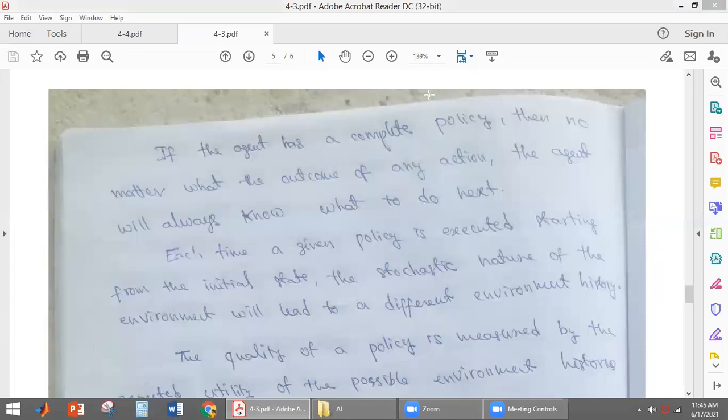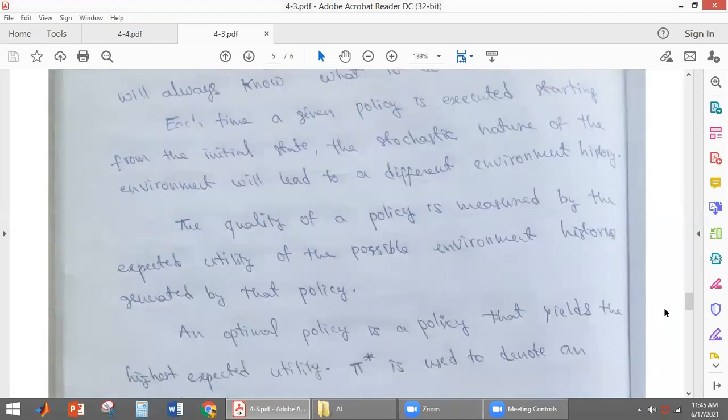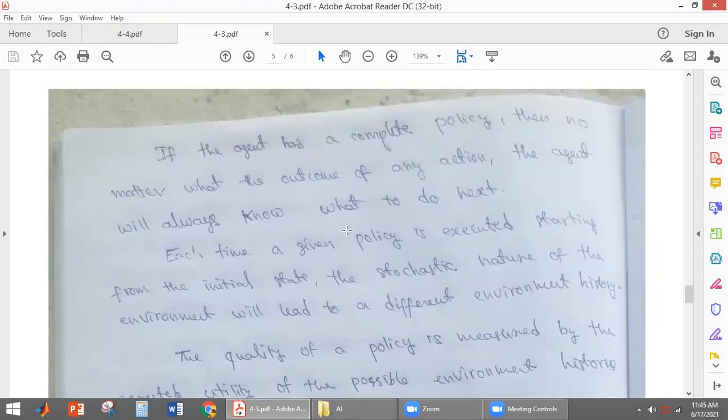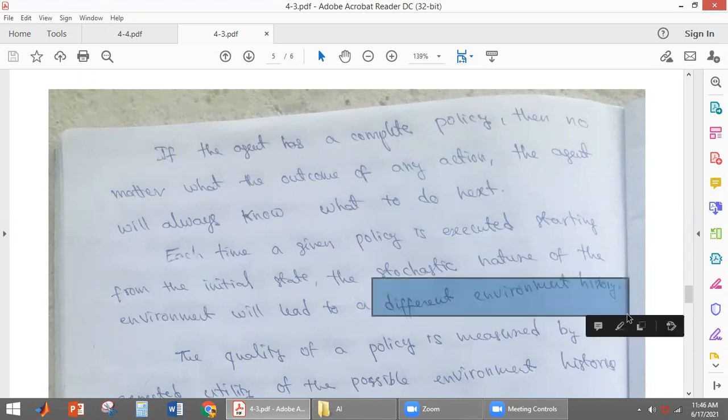Different environmental history. So how do you measure the quality of policy here? To measure the quality of policy, we have to find out the expected utility of possible environmental histories. Because whenever a policy is given, it is executed starting from the initial state. So what is it that we will get? We will get different environmental histories.